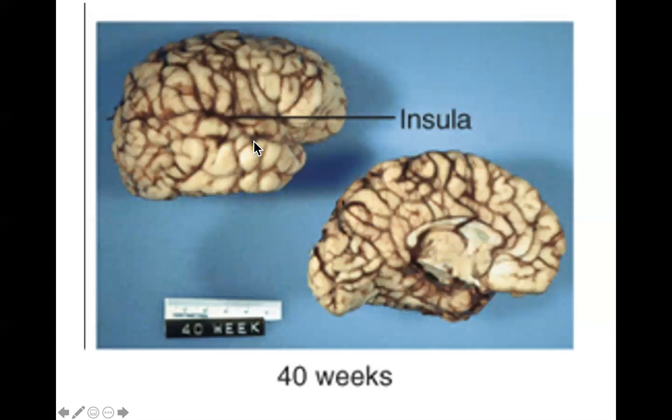At any rate, we have now finished our discussion of the brain. That is going to be it for part 2 of lecture 10. Next is going to be lecture 11, where we're going to start discussing the spinal cord and the peripheral nervous system.